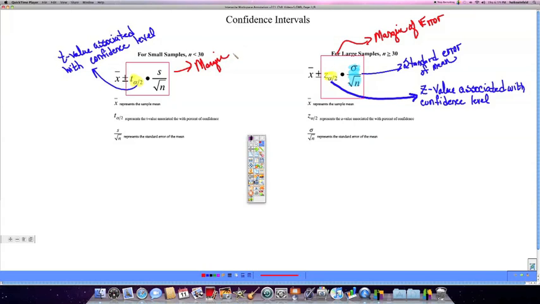Now, once we find that margin of error, it is added and subtracted to the sample mean. And that's how we get the low and the high. When we subtract this value, whatever it is, from the sample mean, we'll get the low end of our range. And when we take this product and add it to our sample mean, we'll have the high end.